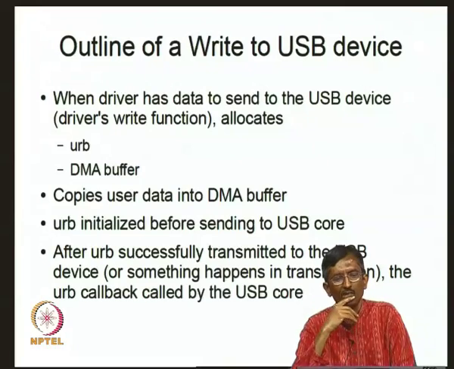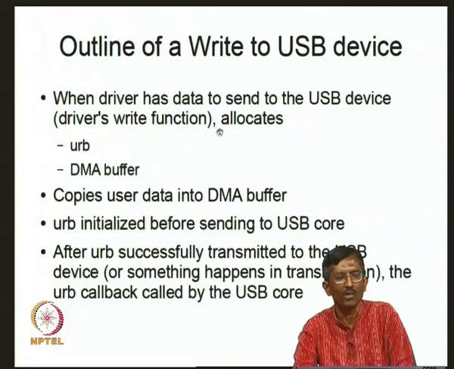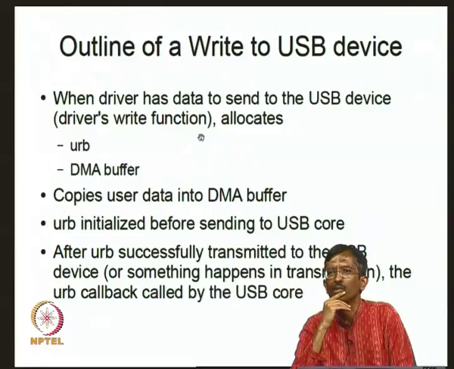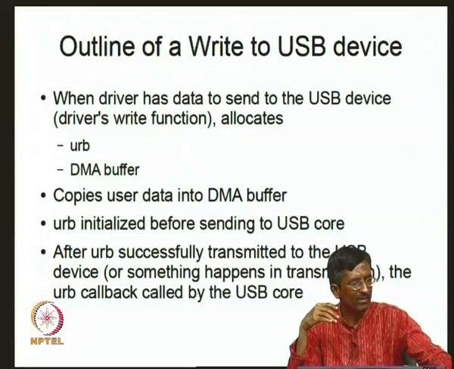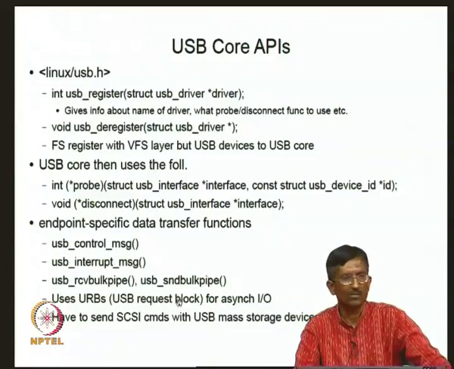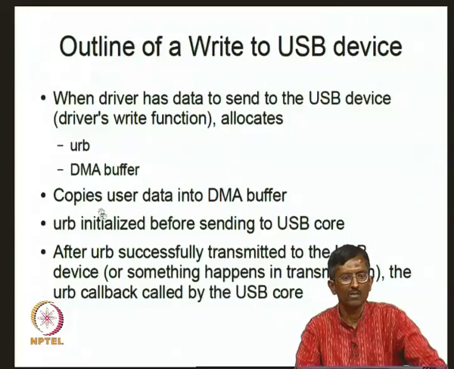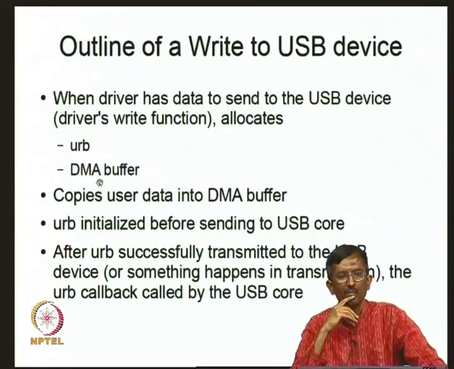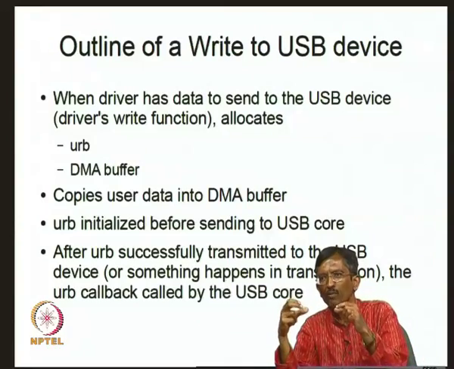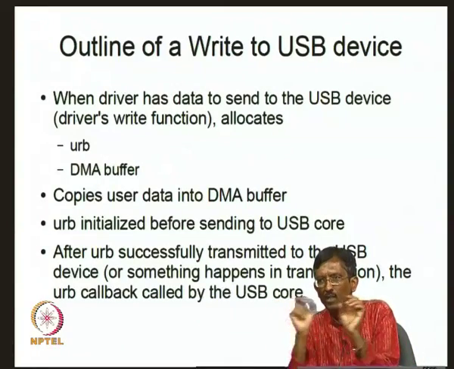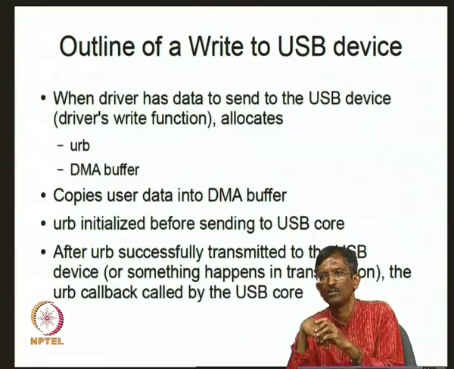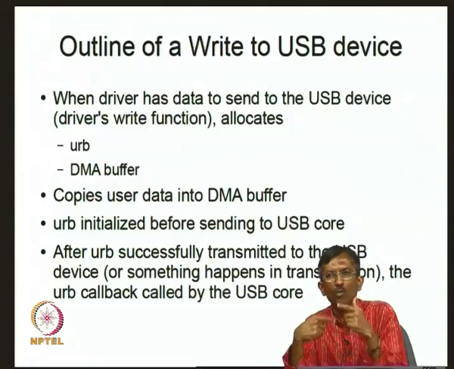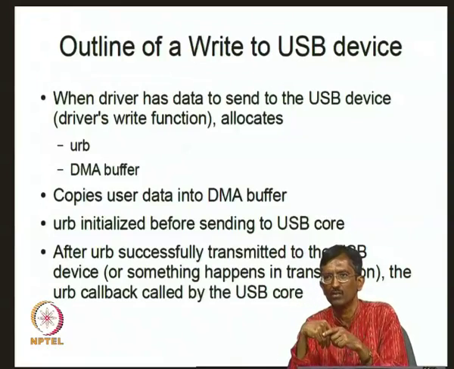First of all, when the driver has data to send to the USB device, you have to allocate what is called a URB. What is a URB? URB is the USB request block, some piece of kernel memory that is allocated. You also allocate a DMA buffer. The DMA buffer is basically a way of programming the hardware system so that it can transfer data efficiently. They will have something like counters, etc., so that it keeps track of how many bytes have been transferred, all those kinds of things.